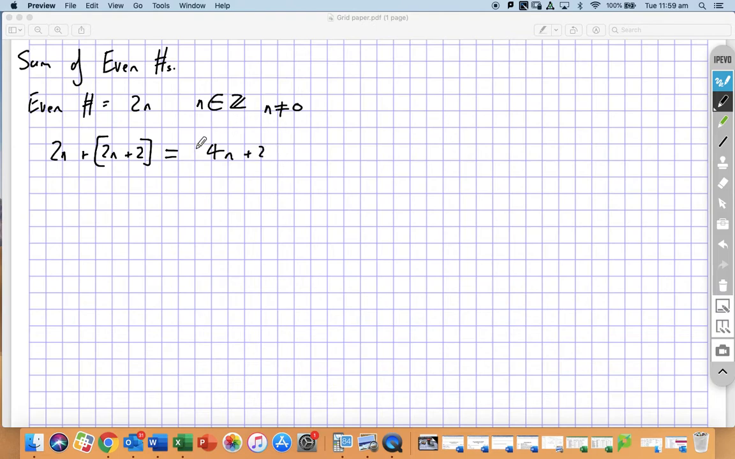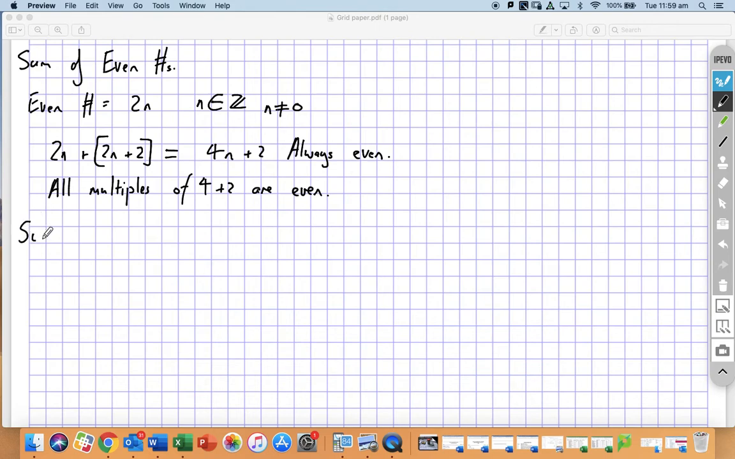Now I need to show that this is always even. Is it? Yes, because any number times 4, so all multiples of 4, plus a 2 are even. All right, so that's as much as we really need to do here.